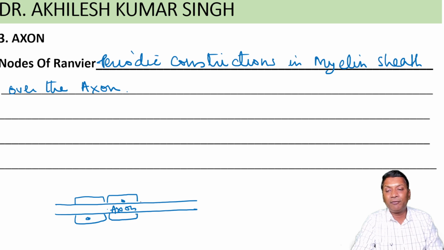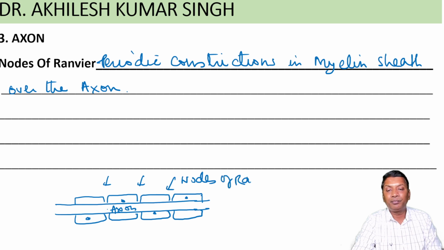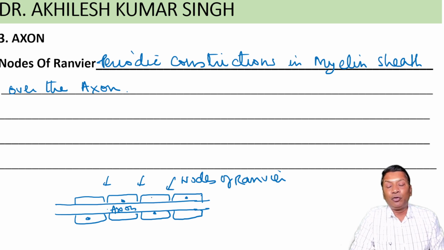The Schwann cell is forming the myelin sheath here, and these periodic constrictions are called the nodes of Ranvier. So here I have shown, these are the nodes of Ranvier, right? These nodes of Ranvier, their width is 1 micrometer.